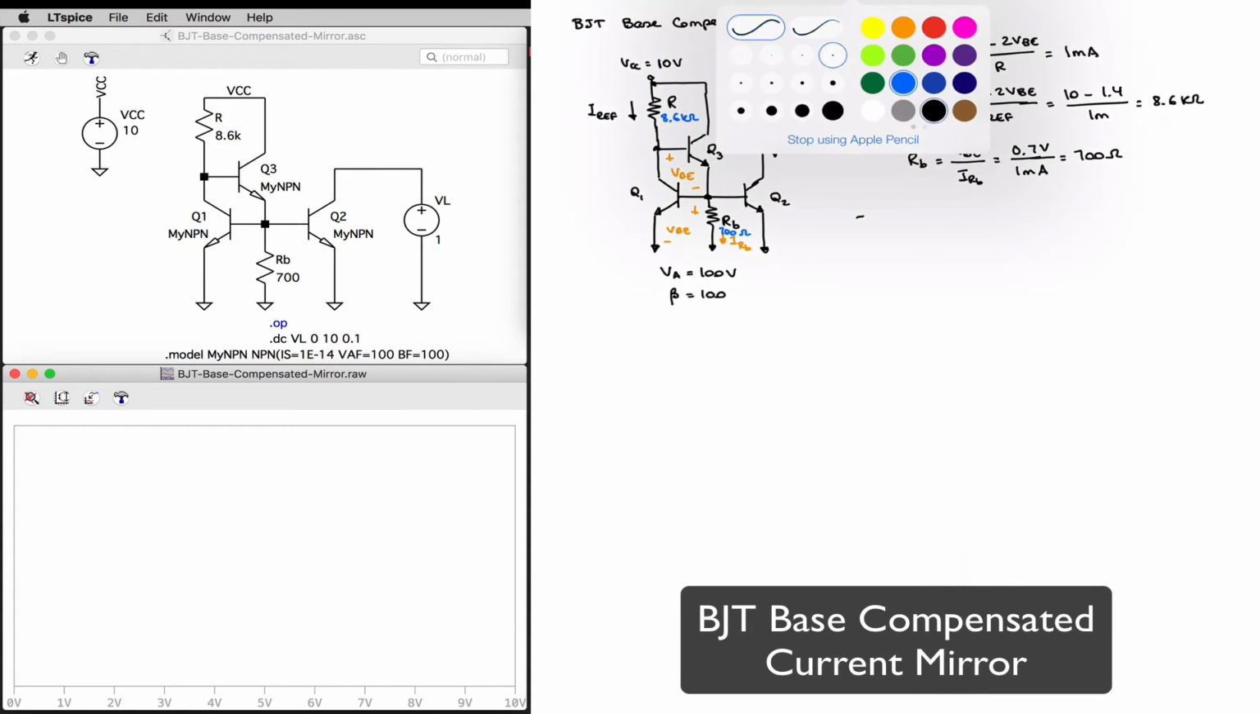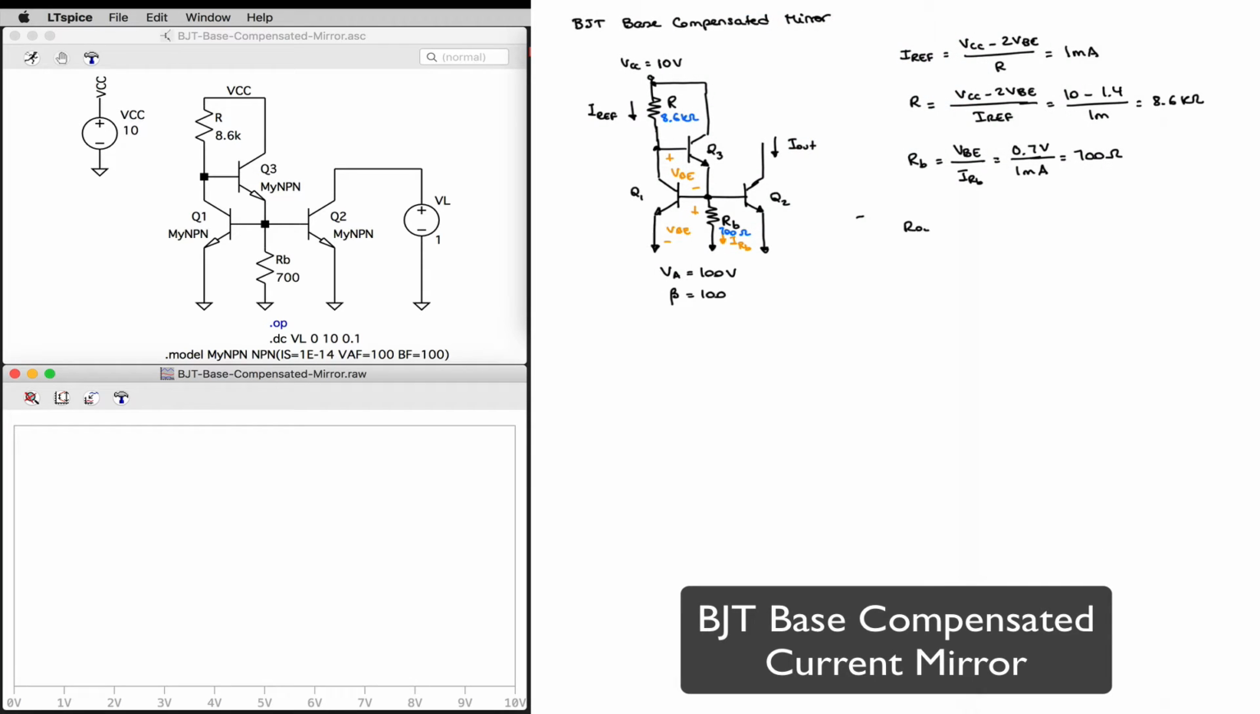My output resistance will still be approximately equal to little ro for my transistor Q2. And so that's going to be VA divided by the collector current of Q2, which is Iout, or 100 divided by 1 milliamp, which is around 100 kilohms. Let's go ahead and run a simulation to verify this result.